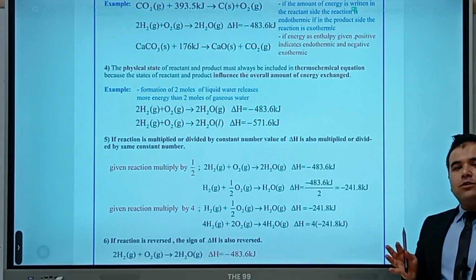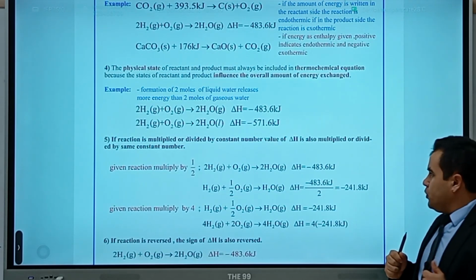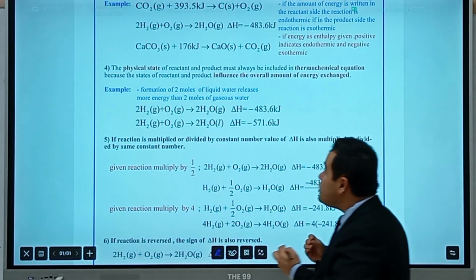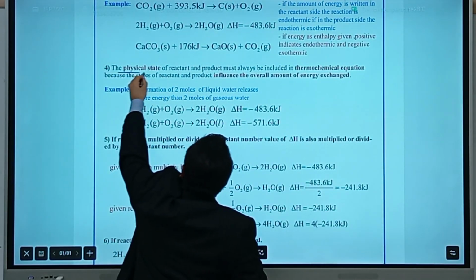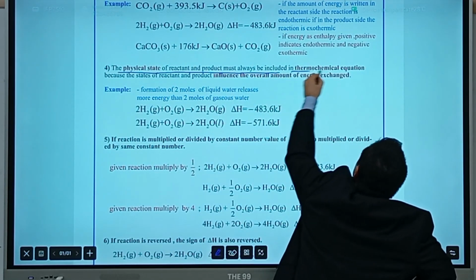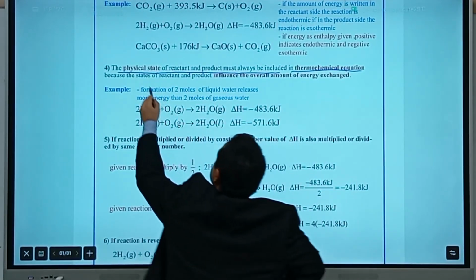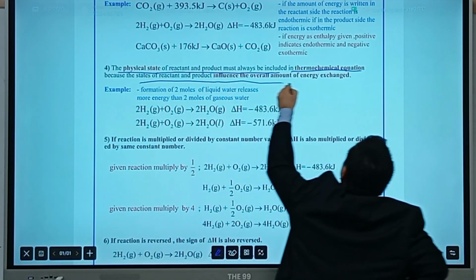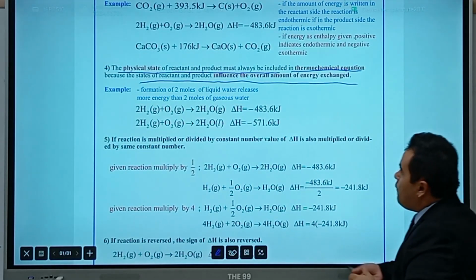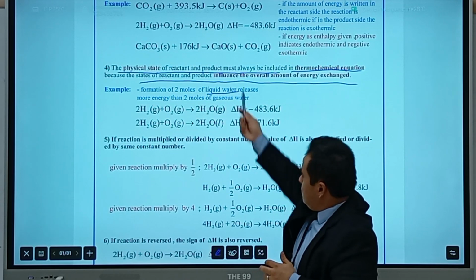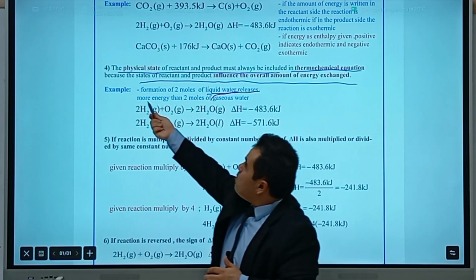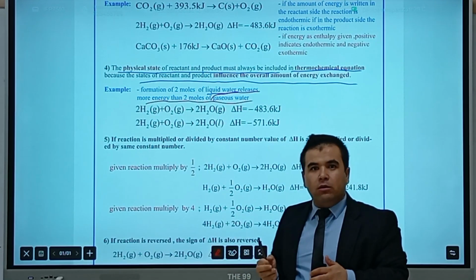We'll be talking about the factors influencing the enthalpy of reaction. There are several factors that influence the enthalpy of reaction. The first one is the physical state. The physical state of reactant and product must always be included in a thermochemical equation. Why? Because the states of reactant and product influence the overall amount of energy exchanged. Example, guys: formation of 2 moles of liquid water releases more energy than 2 moles of gaseous water.